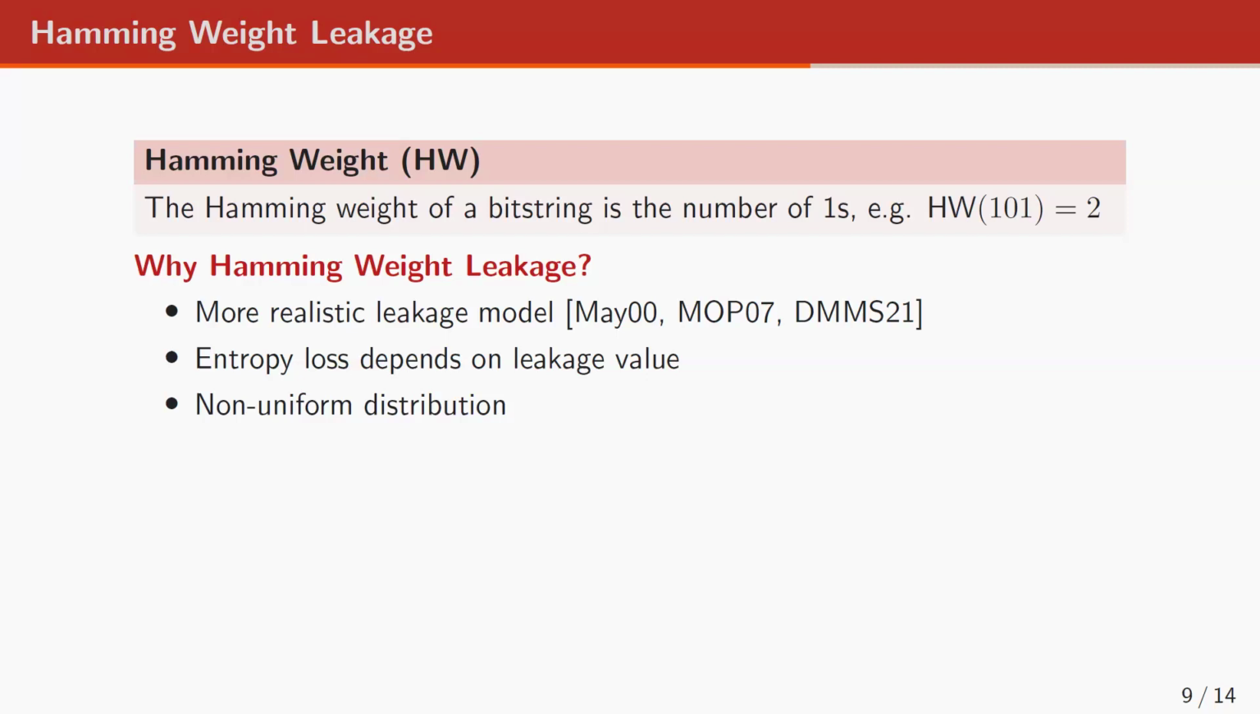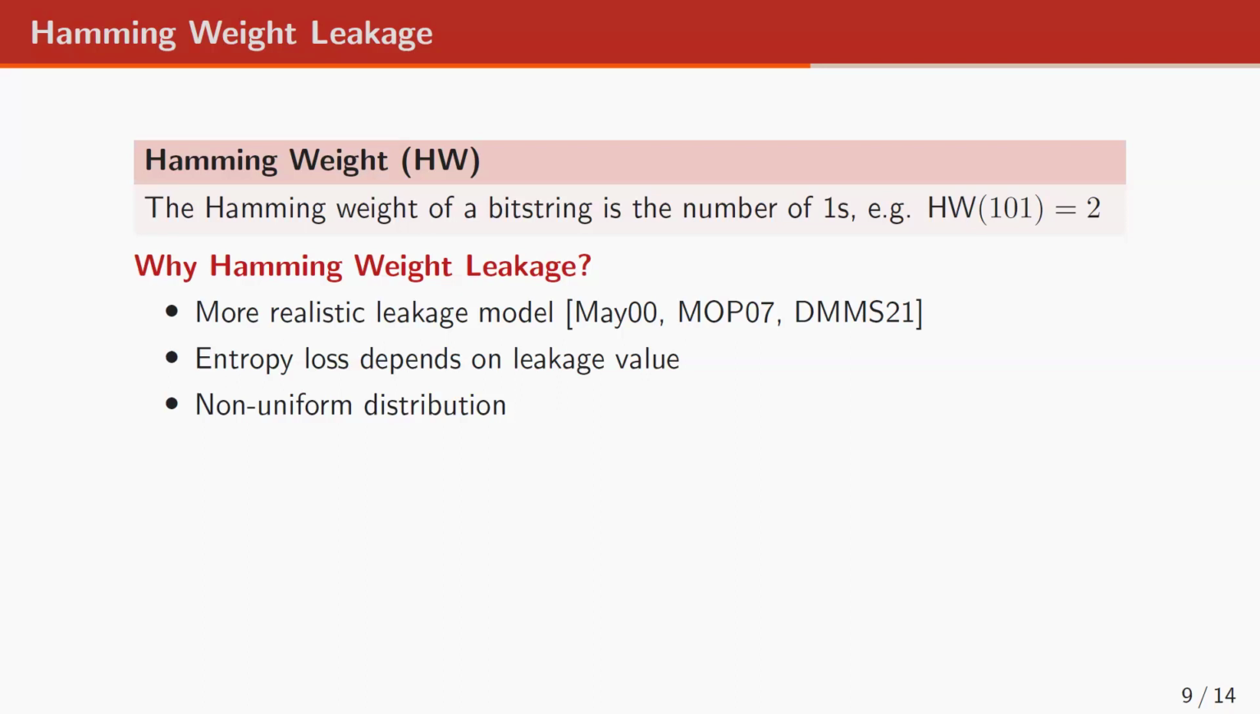So first, whereas with fixed position leakage, the entropy loss resulting from the leakage was always lambda, since the attacker just learned lambda bits from the state. Now the entropy loss depends on the leakage value. So for example, if the attacker learns the Hamming weight 0, the attacker knows that all the bits were 0 bits, then the attacker knows the whole value. But if the attacker learns Hamming weight 1, then the attacker knows that there's exactly one non-zero bit, but the attacker does not know where this non-zero bit was. So the attacker then learns less information than with Hamming weight 0.